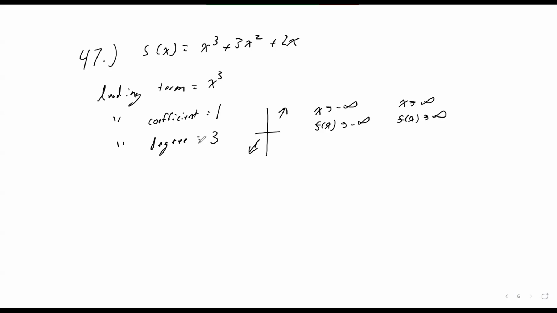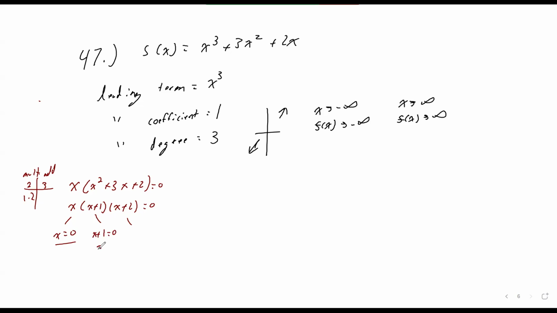Now to find your x-intercepts, a little bit more work. So I need to factor this. I'm going to factor out an x, and then I'm left with x squared plus 3x plus 2. Then I have a t-chart situation. What multiplies to 2 and adds to 3? That'd just be 1 times 2. So it'd be x, and then x plus 1, x plus 2. And then I set each one of these equal to 0. So this is x equals 0, which is already done. x plus 1 equals 0, so that means x equals negative 1. And then x plus 2 equals 0, so that means x equals negative 2.